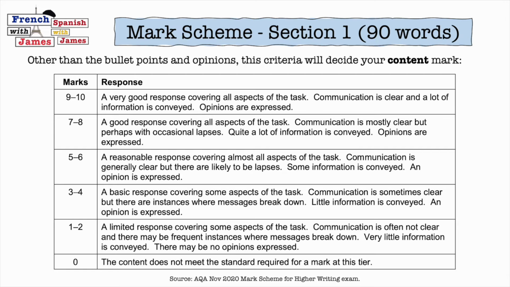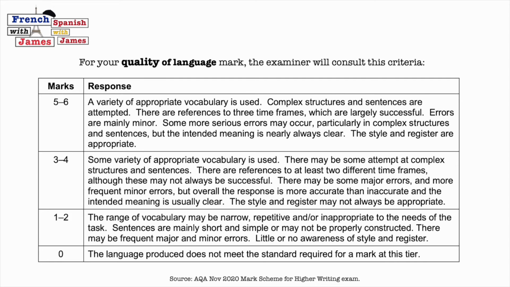So that's where you're giving extra details. You're not just saying the bare minimum for each bullet point, but you're going a bit further and giving some extra details, and you do need to express opinions. For your qualitative language mark, this is the criteria that examiners will look at. So to get into the top band there, 5 out of 6 or 6 out of 6, you need to show you can use a variety of vocabulary.